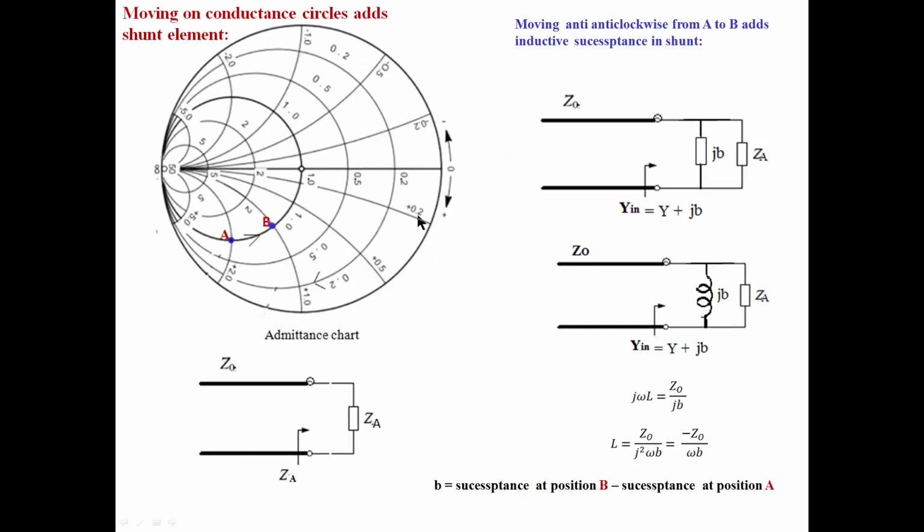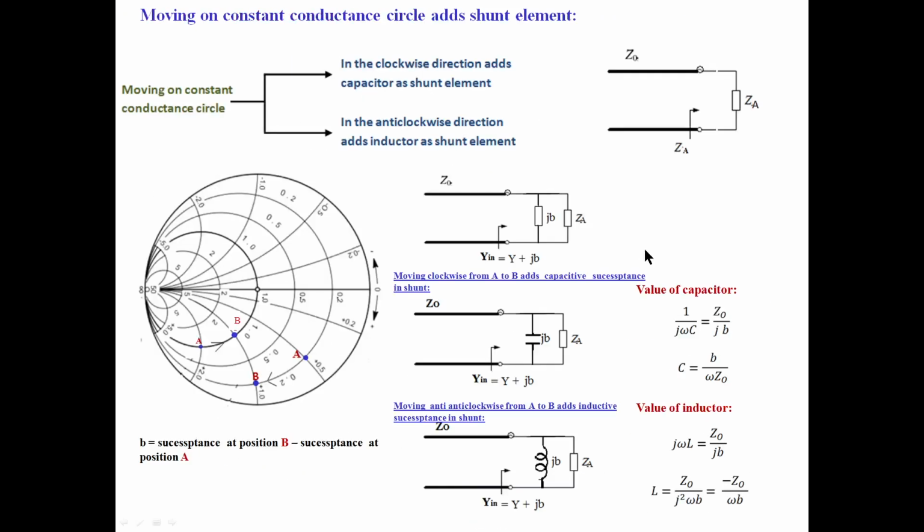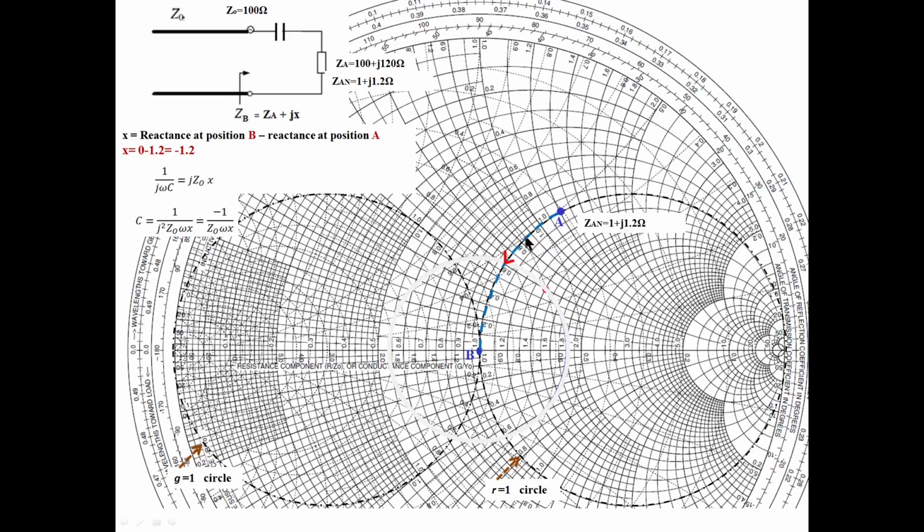Moving on a resistance circle in the anti-clockwise direction, it may be any point on that resistance circle, adds a capacitor in series. So here our point is here, and we are moving in the anti-clockwise direction on the resistance circle. This resistance circle may be any value. From here to here I moved. I wanted the z is equal to 1 point, so I moved up to z is equal to 1. This is a normalized value. From here to here I reached.